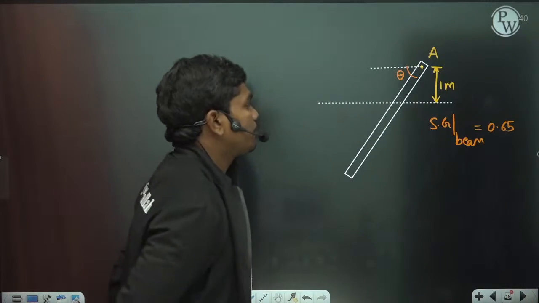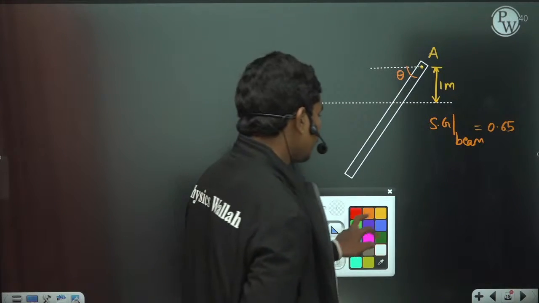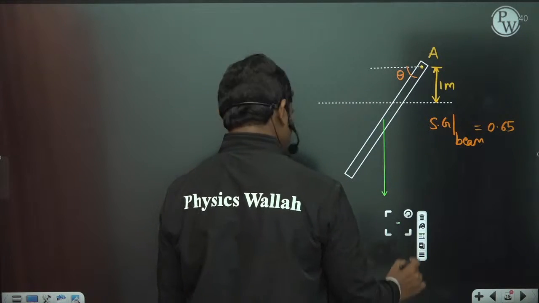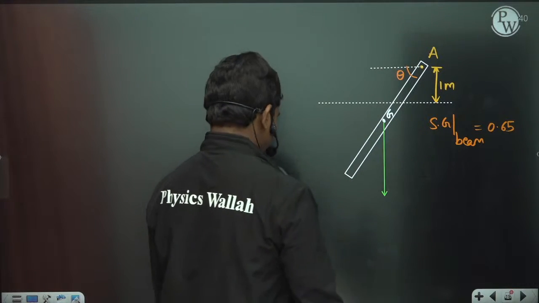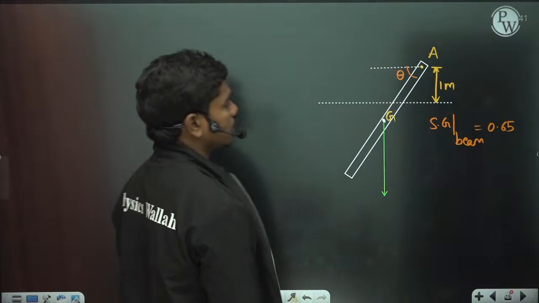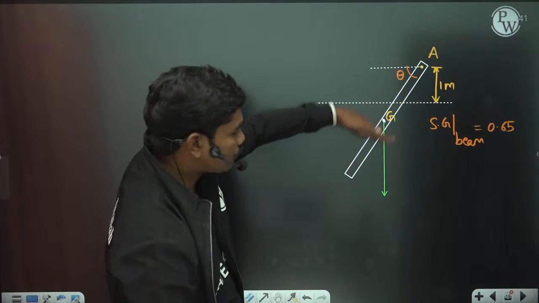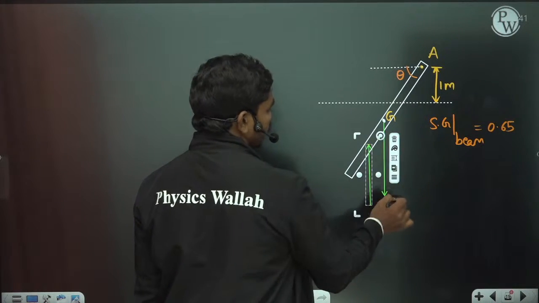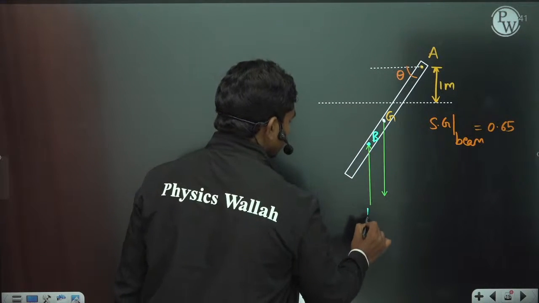Okay, so now if you see this beam, there are a total of 4 forces acting on it. First, the weight of the beam W, acting at the center G. Now tell me one thing: if 1 meter is submerged, then the remaining volume of fluid is inside, so definitely there will be a buoyancy force acting in the vertical direction at the center of buoyancy. This is F_B.